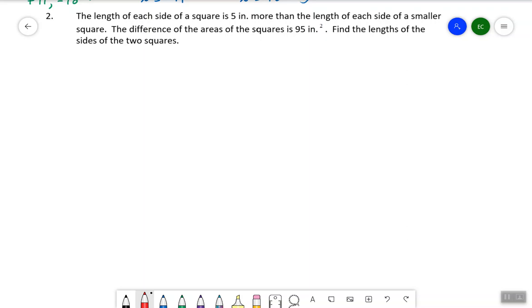The problem says that the length of each side of a square is 5 inches more than the length of each side of a smaller square, and the difference of the areas of the squares is 95 square inches. Find the lengths of the sides of the two squares. So, two squares. There's a smaller square, and there's a larger square.